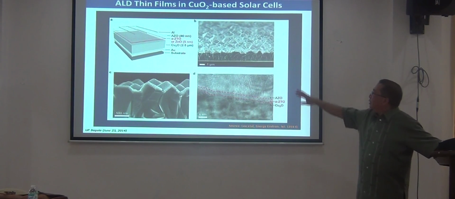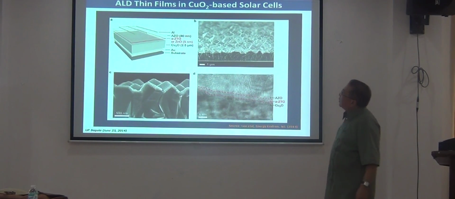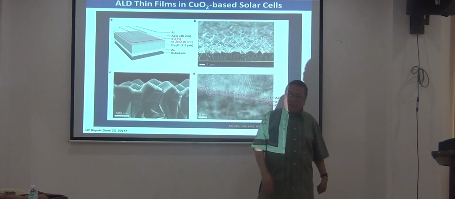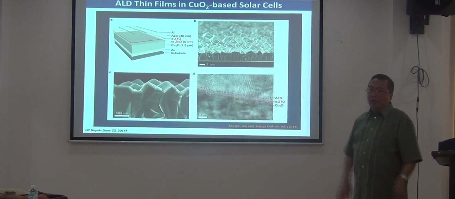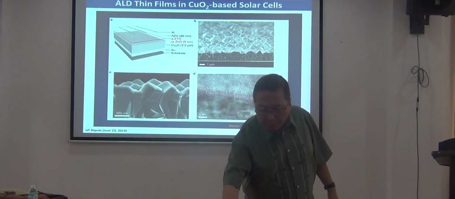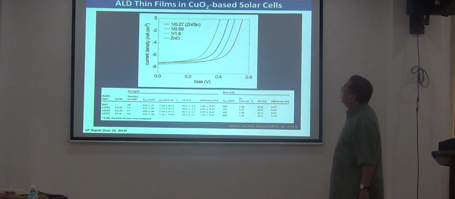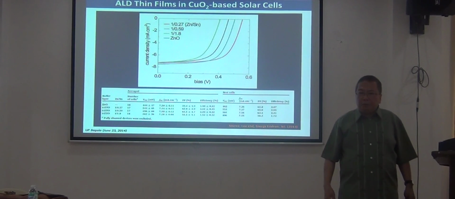In this case, it's an example of an ALD solar cell device that was made with a copper oxide and zinc oxide heterojunction. The devices are not yet very good. The highest efficiency that has been obtained is about 2.6%.